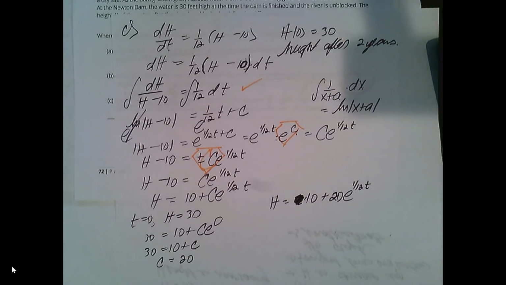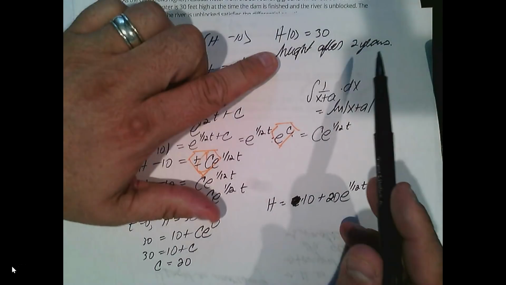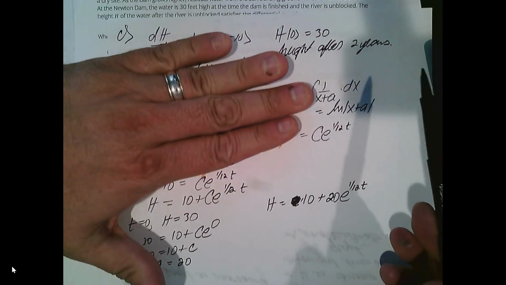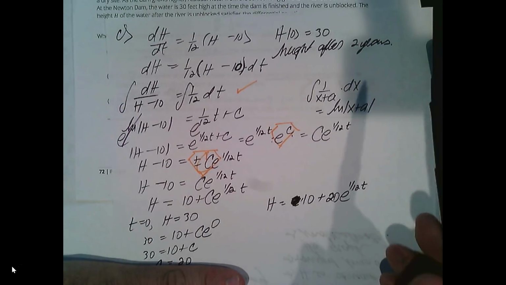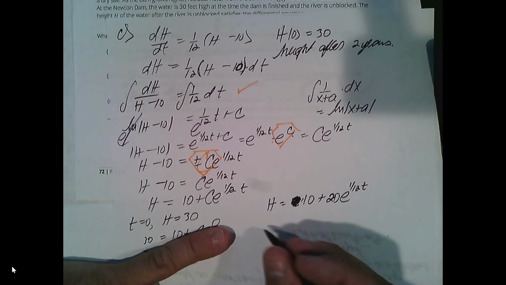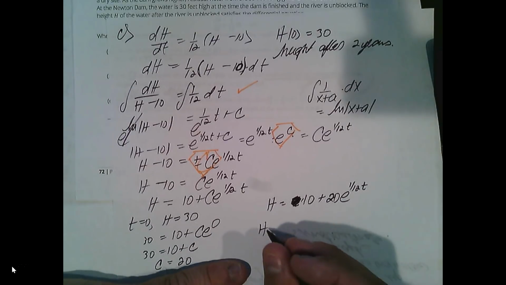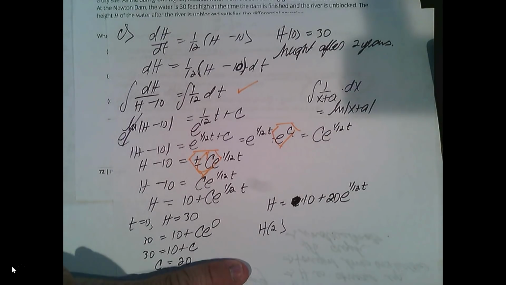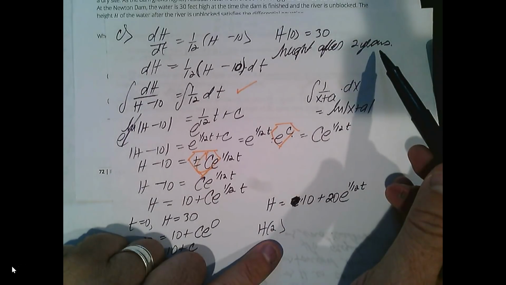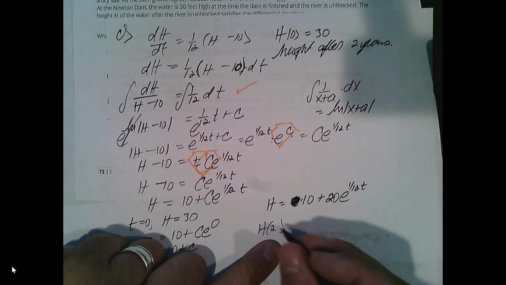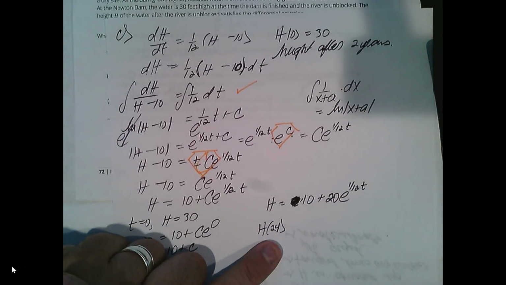Before we wrap up, they asked for the height after 2 years. We have done beautiful work. Don't blow it now. The foolish mistake is going to be for the kid that says, oh, you want me to find h of 2. Why is this a mistake? t was measured in months. They want the height at 2 years. Don't find h of 2, find h of 24.